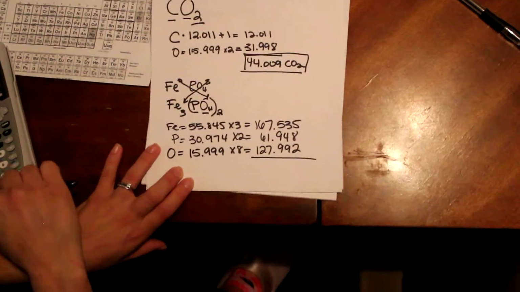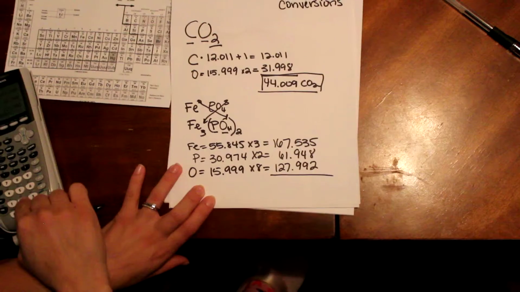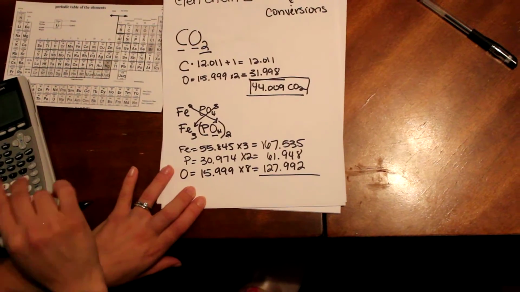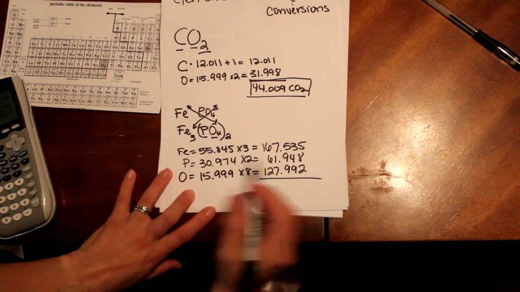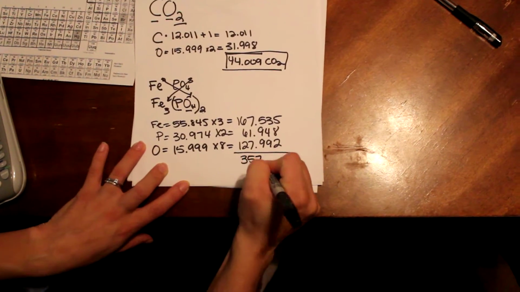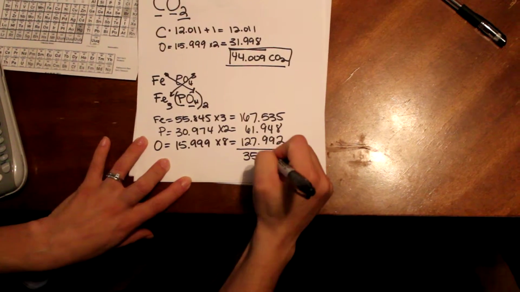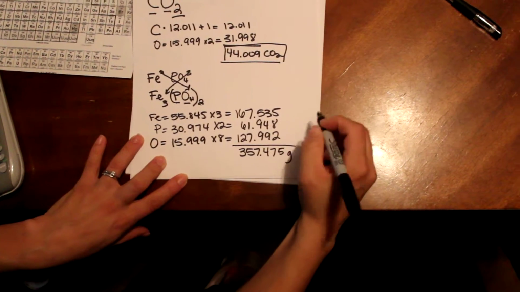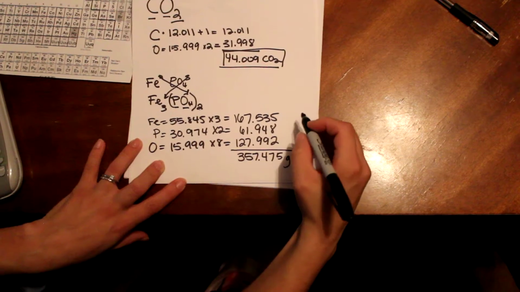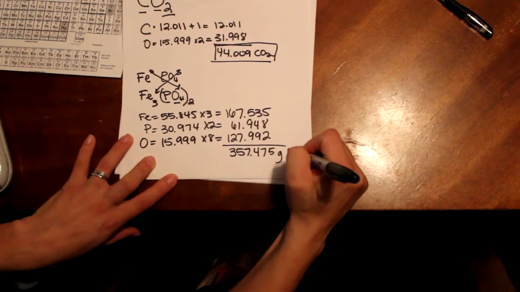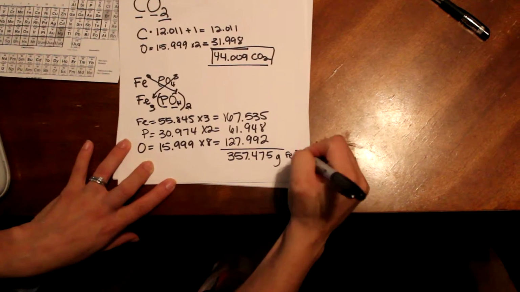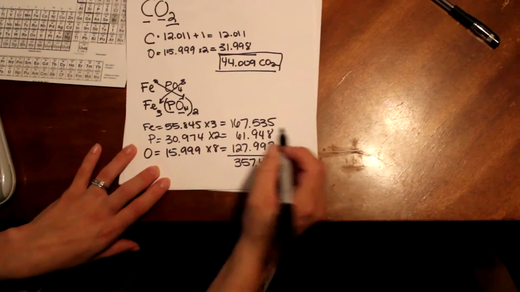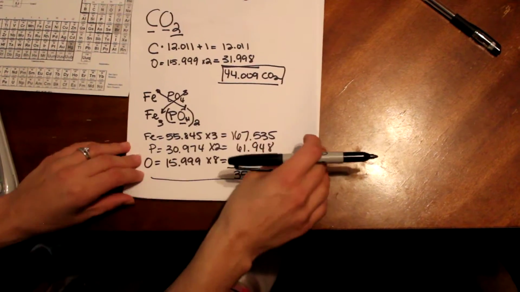Plus 61.948 plus 167.535. And that is going to be a grand total of 357.475 grams of iron phosphate. Voila! And that's how you do the molar mass. That was a little more difficult.